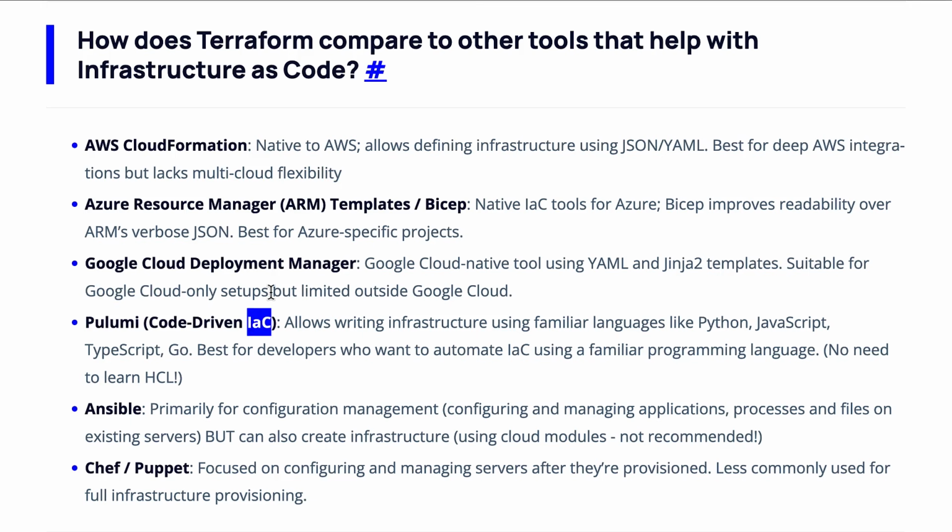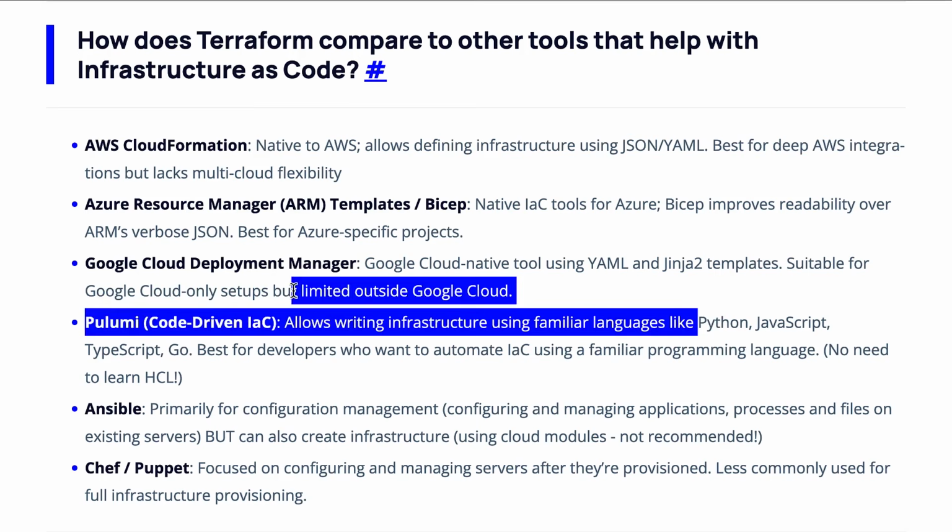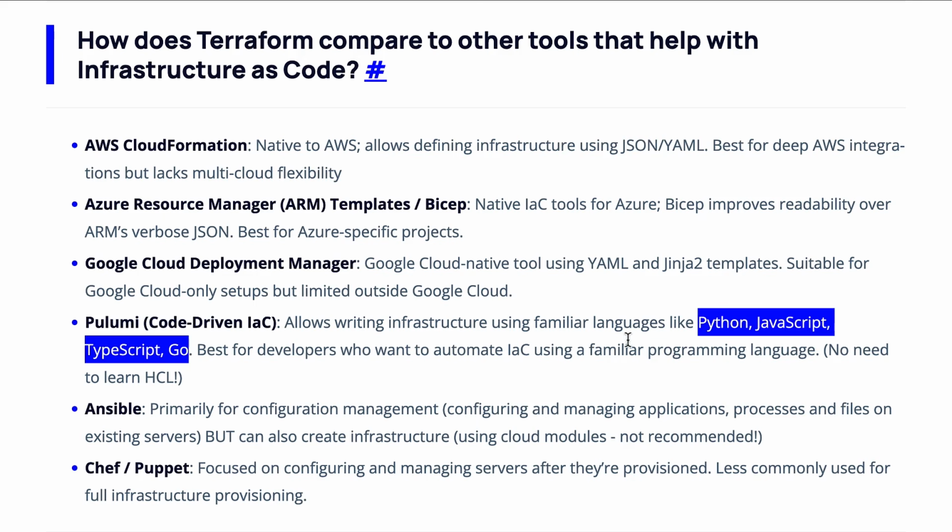Pulumi does almost the same things as Terraform. However, in Pulumi, you would be making use of code. So you'll be using languages like Python, JavaScript, TypeScript, Go. You will use these languages to write your infrastructure. So instead of using HCL or HashiCorp language, you'd be using a language which you are already familiar with. If, let's say, a programmer is already familiar with Python, probably they would prefer to write Python to provision infrastructure as well. This would avoid the need for learning something like HCL.